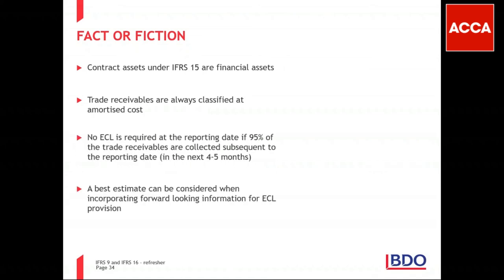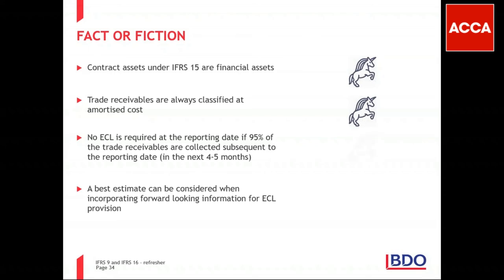There is a general perception that all contract assets are financial assets under IFRS 15. This is not a fact, because contract assets are recognized under the revenue standard, and IFRS 9 only talks about the impairment of contract assets. So contract assets are not financial assets. Another one: trade receivables are always classified at amortized cost. Again, this is a fiction, because entities need to assess their business model. If the business model is hold to collect and sell and the SPPI test is met, then ideally these trade receivables would be classified under fair value through OCI.